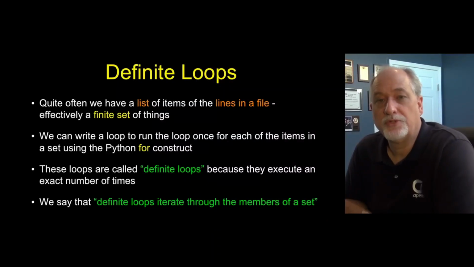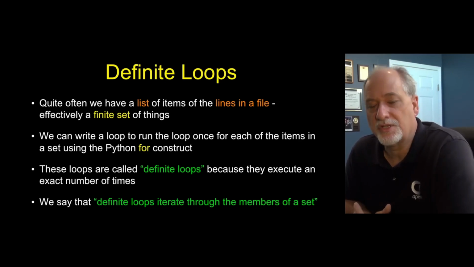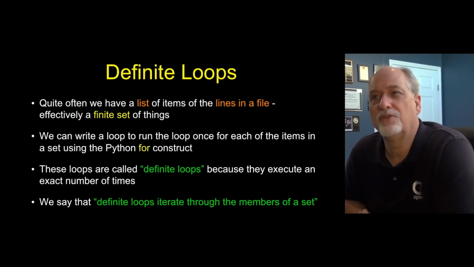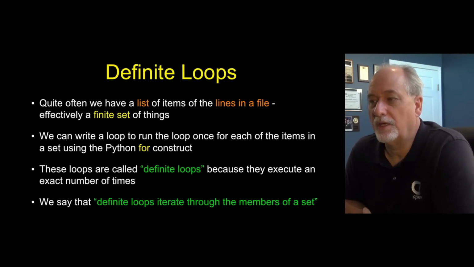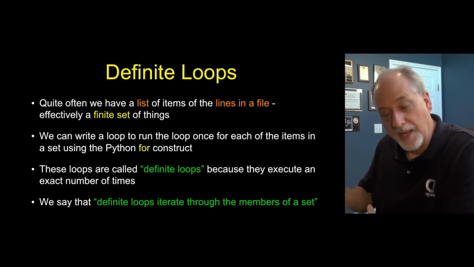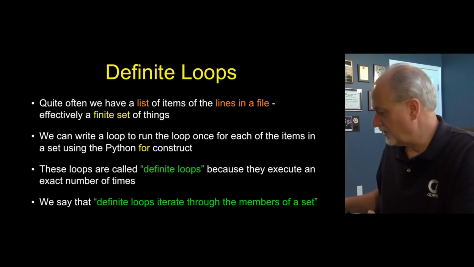Definite loops use the for keyword, and the idea of a definite loop is it's going to loop through some set of things. It might be a set of lines in a file, a set of characters in a string, or a set of strings in a list of strings. Whatever it is, it's going to run a finite number of times depending on the thing that it's looping through. We like this, and it's an easier way to construct it, and we don't have to deal with the iteration variable. The for loop includes a mechanism to construct the iteration variable for us. So definite loops iterate through the members of a set.